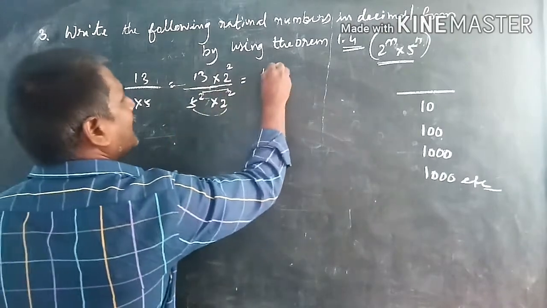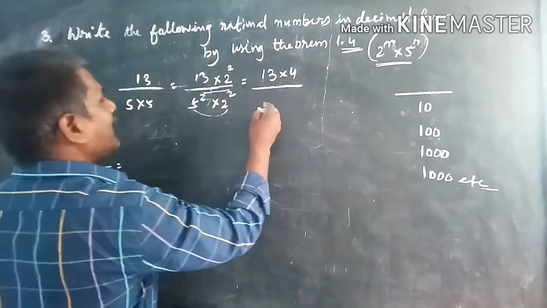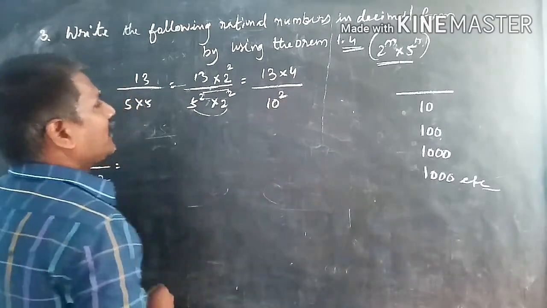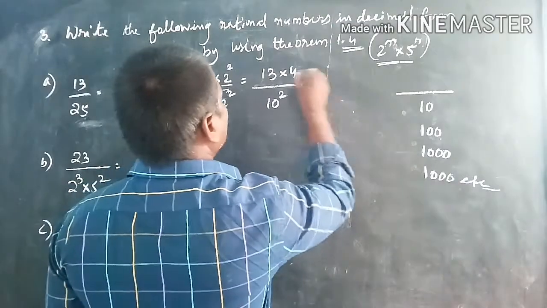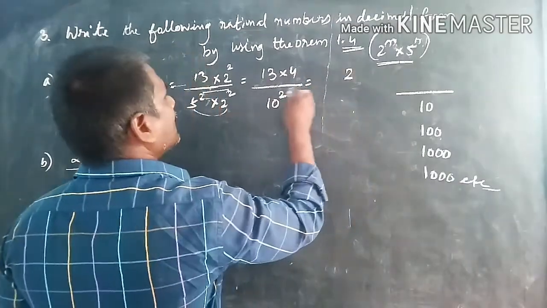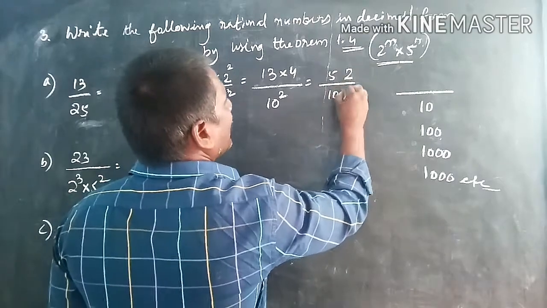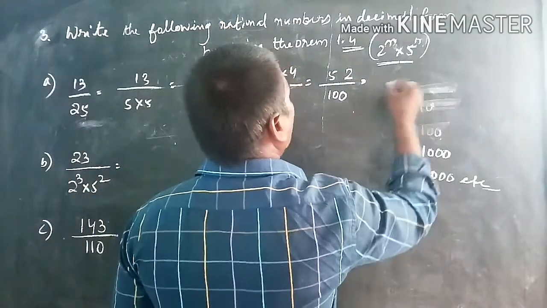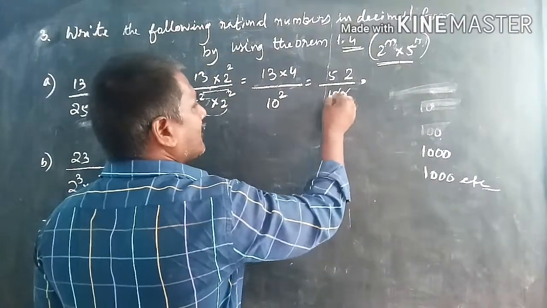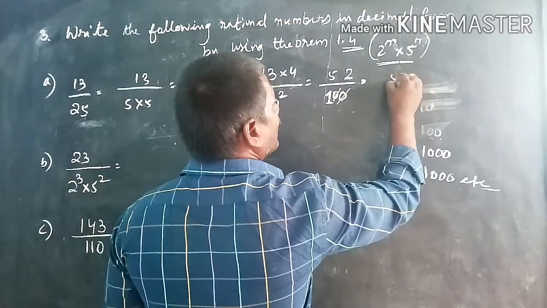Now you can multiply 3 into 2 squared, which can be written as 10 squared. Now 13 times 4 is, we can write 3 fours are 12, 1 three 4 ones are 4, 52 by 100. This 52 by 100 you can write in the decimal form. Two zeros after the point, now you have to take 52, right?